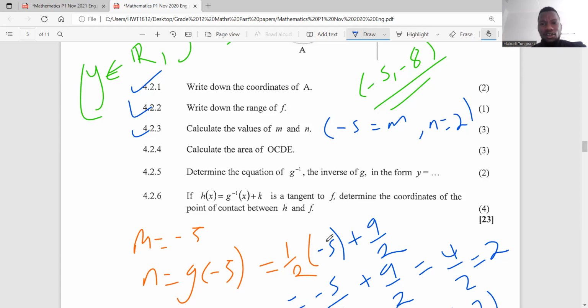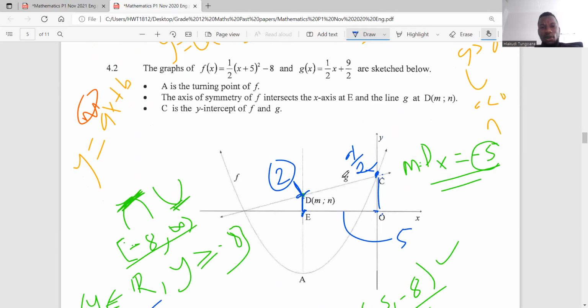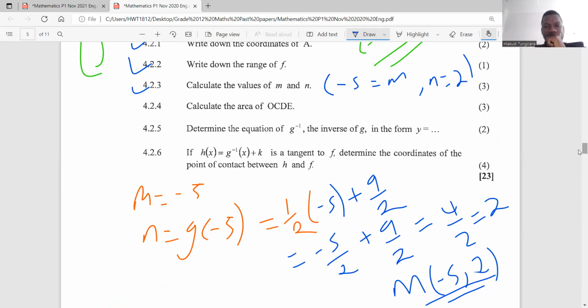Okay, so let's just scroll upwards so that we make sure we understand the question. They say you have this function of f, right? Then they say the inverse of g, which is the reflection of g in the line y equals x, is having a tangent, so it's touching the graph of f at some point.